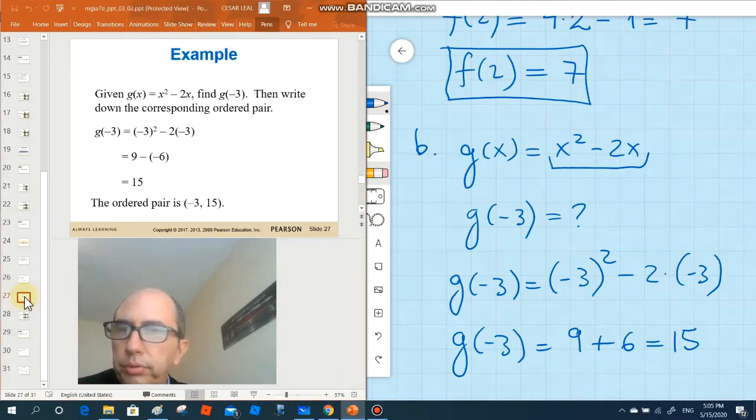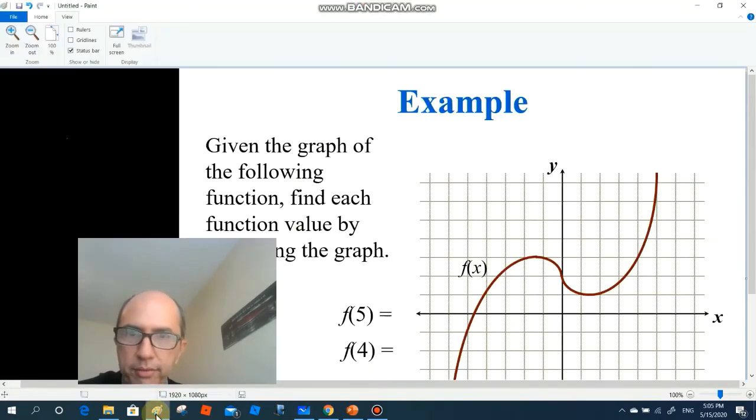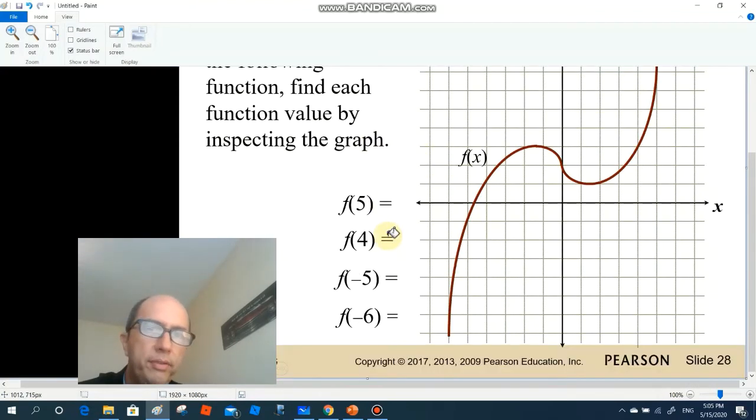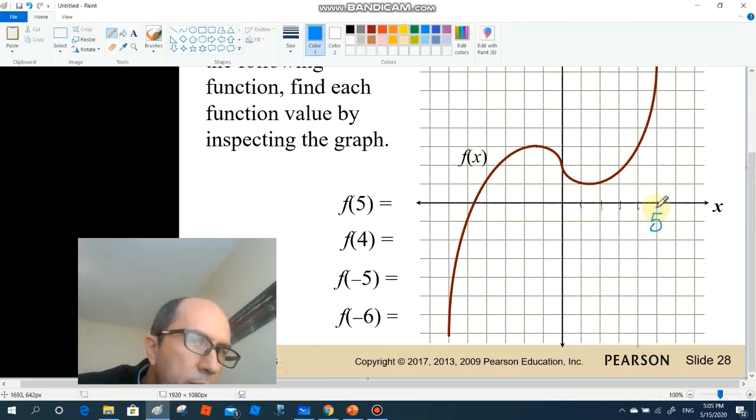More examples. This is the same thing, and this is interesting. Let's see on the graphic here. Given the graph of the following function, find each function value by inspecting the graph. So what's the function of x equals 5? The first thing we need to do here is to find x equals 5. 1, 2, 3, 4, 5. So this is x equals 5, right here.